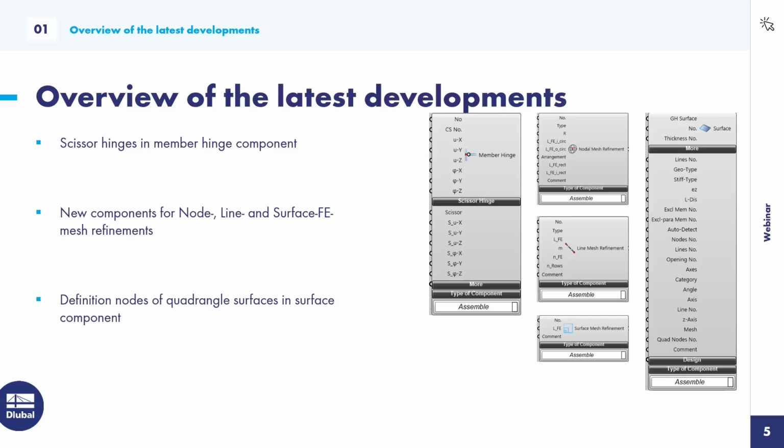The last feature on this sheet is the definition nodes inside quadrangle surfaces. As you know, quadrangle surfaces can have 3, 4, or even more boundary lines. The shape of the surface will, however, be defined by the 4 definition nodes, and those can be defined in the surface component now.